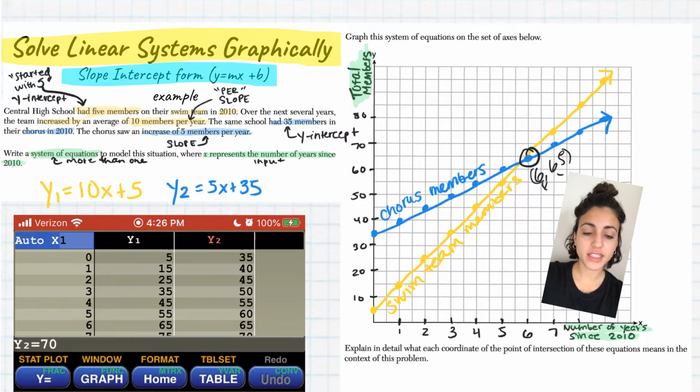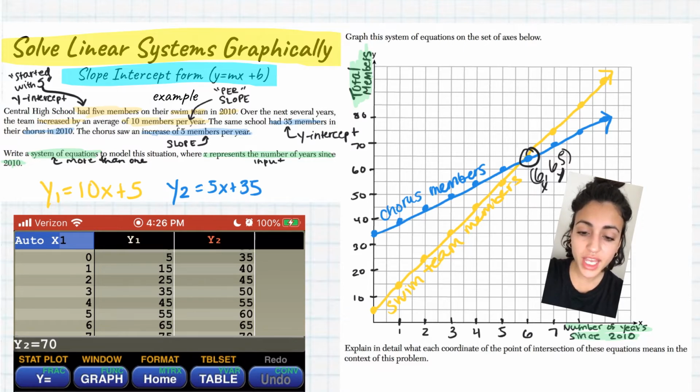This is my x, this is my y, and now we have to just interpret what that solution means, and we practiced that earlier, okay? So let's think about it. 6 is x, and we've already labeled the x-axis as the number of years since 2010, and then the y is total members, so let's just make a sentence about that to answer this last part of the question where it says explain in detail what each coordinate of the point of intersection means in the context of this problem.